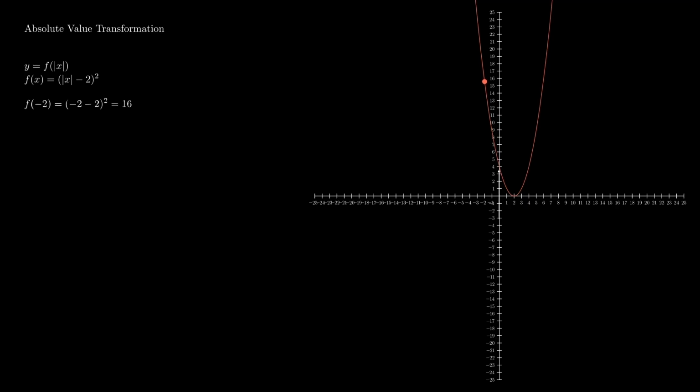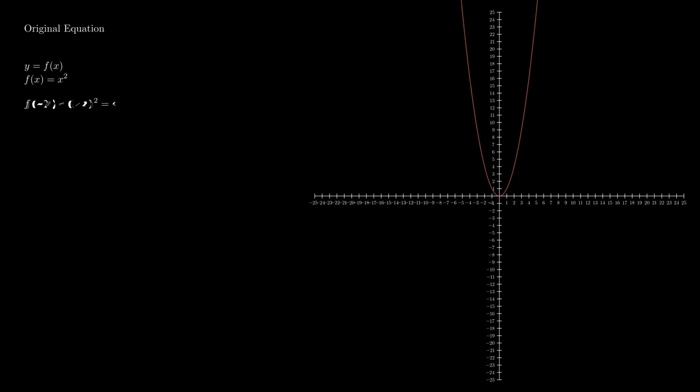But now if we apply the absolute value to the x, or to negative 2, so f of the absolute value of x, then f of x becomes absolute value of x minus 2 all squared. So for example, f of negative 2 equals absolute value of negative 2 minus 2, so it becomes 2 minus 2 all squared, so it's 0 squared, which is equal to 0.